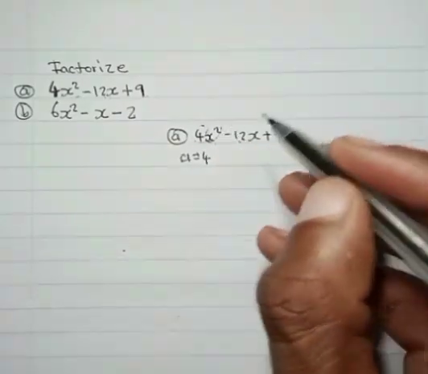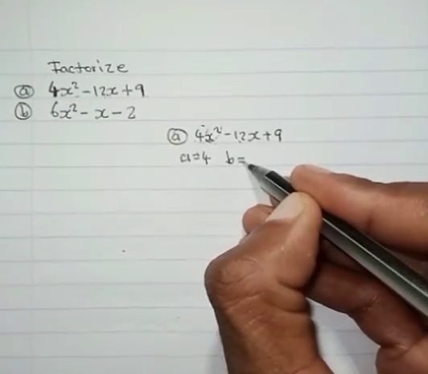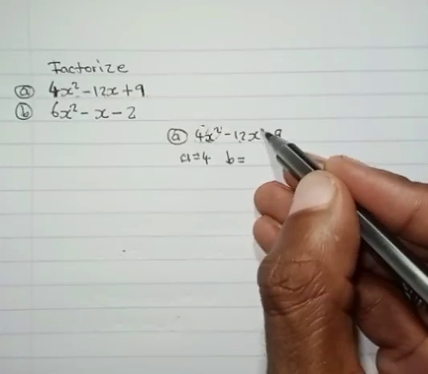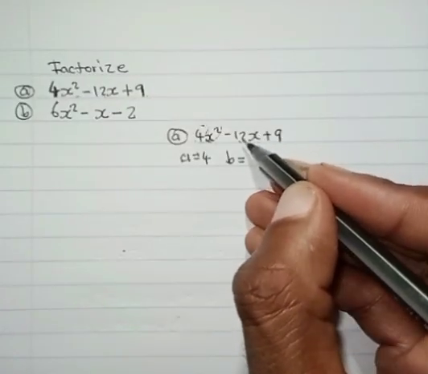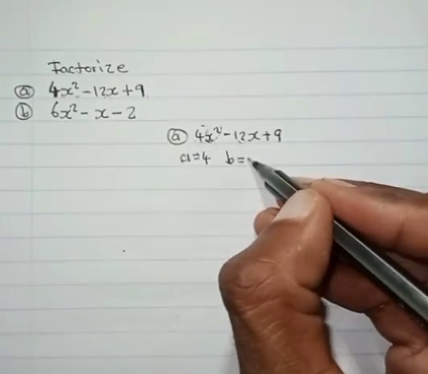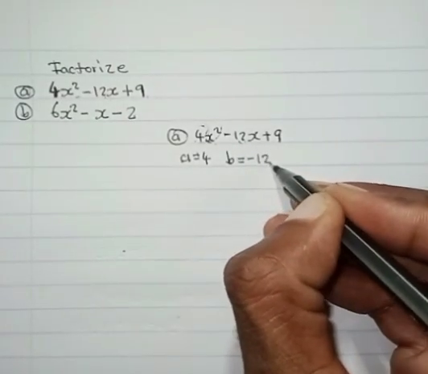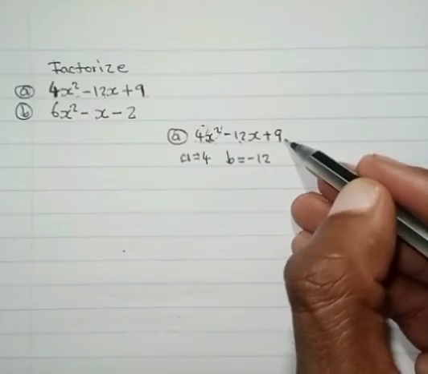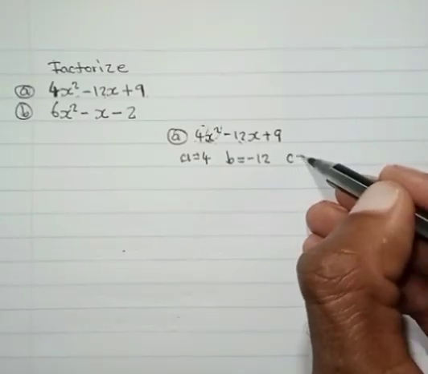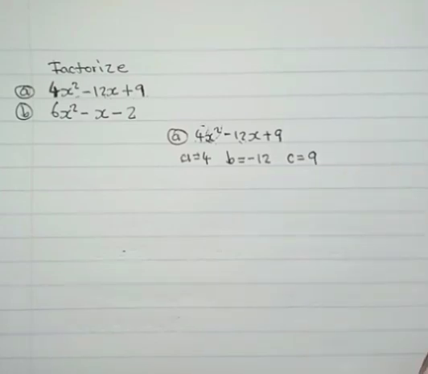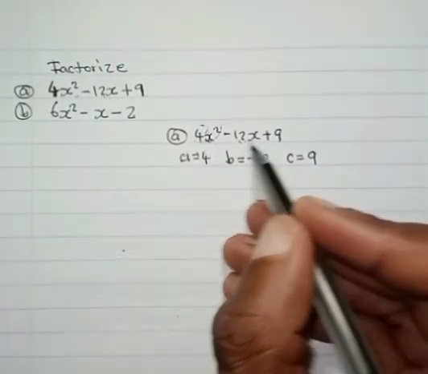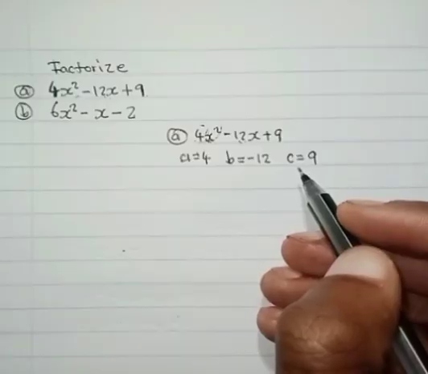The second one is b. So b is the one which is always with the x which doesn't have a square. So our b, we get it together with the sign in front, which is negative 12. Then our c is the number which doesn't have x, also known as the constant, which is equal to positive 9. These are the coefficients from this quadratic expression.